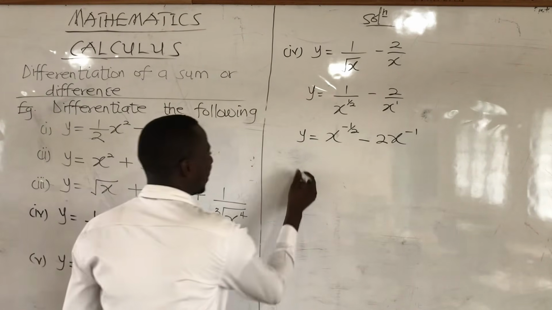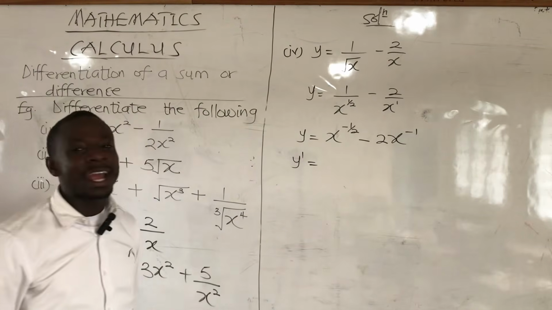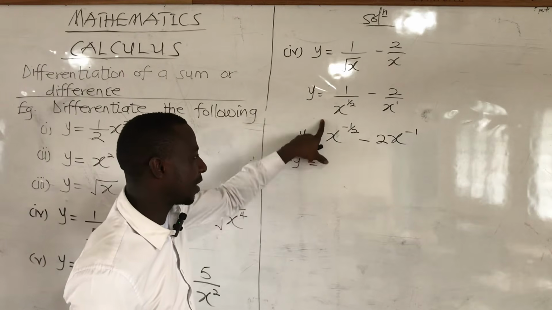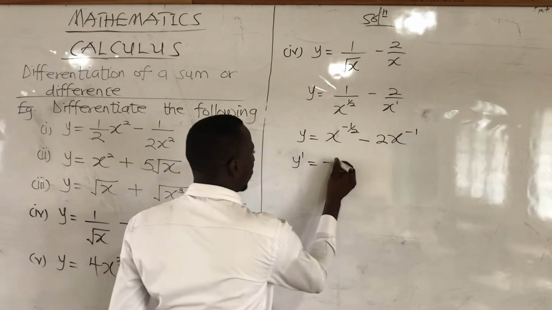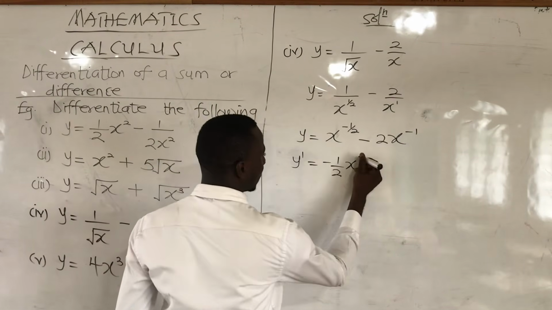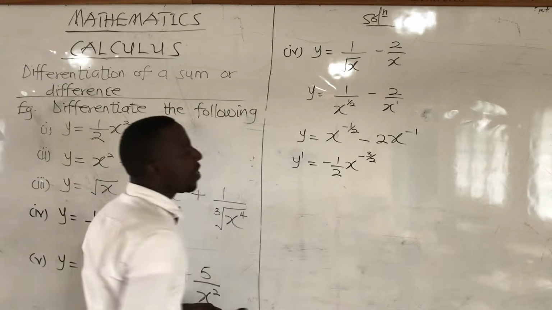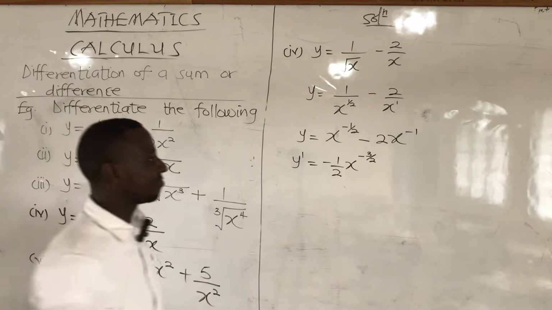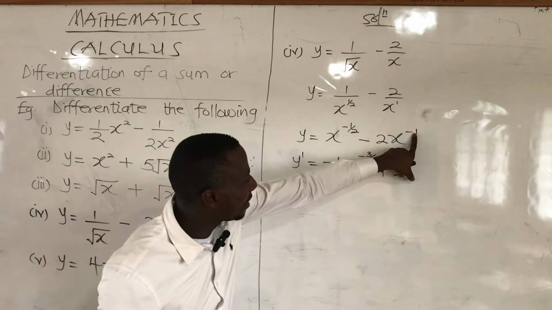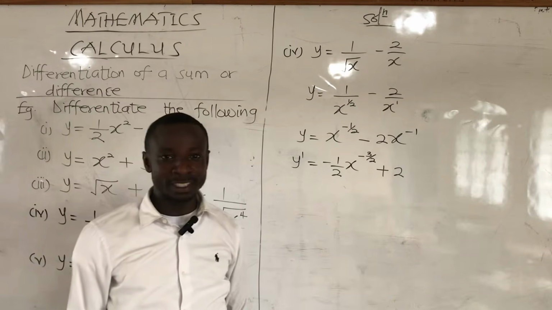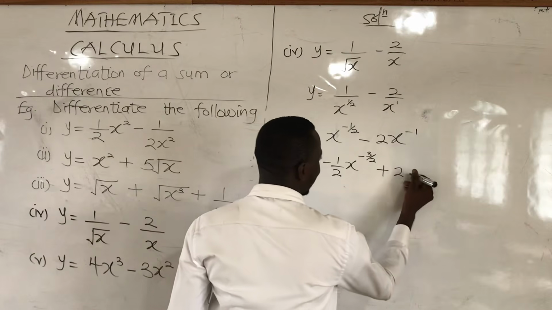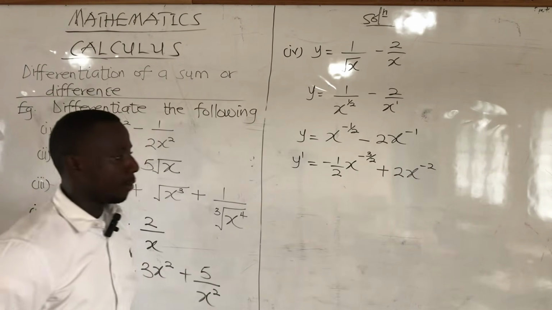Now everything has been written in a very nice exponential form so that we can start with the differentiation. This time around, I'll write y prime. This will multiply the coefficient of x here, which is 1. So minus half times 1, we still have minus half. Then you repeat the x and take 1 from the exponent, and we are going to have negative 3 over 2. Plus 2, because negative 1 times negative 2 gives positive 2. Then we take 1 from the exponent again, and we are going to have minus 2.